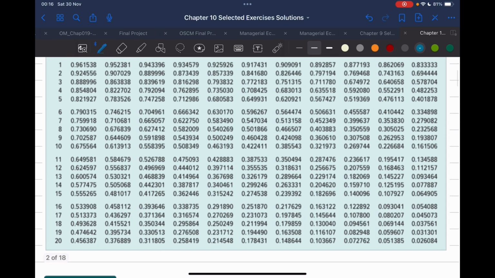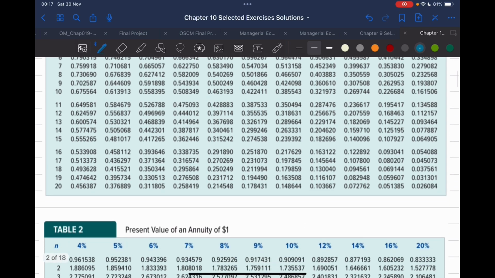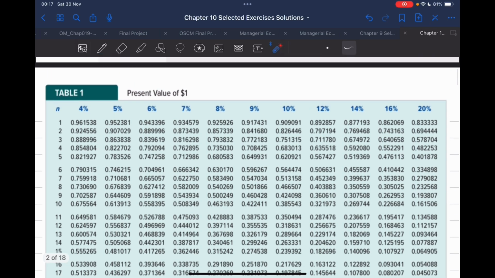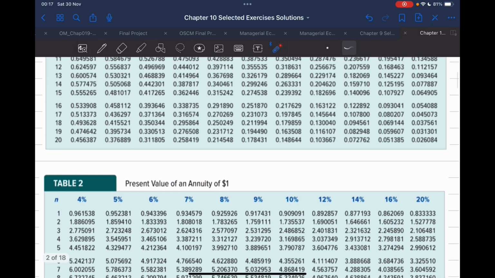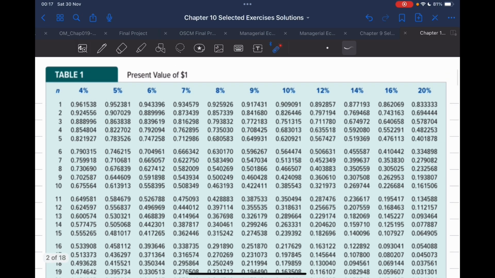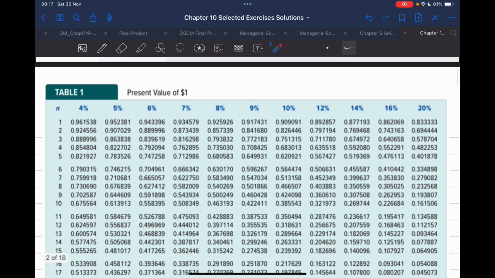And then let's go to the factors table. If you remember from our lecture, we said that we have two tables. One of them, this first one here, table 1, is for the present value of $1. Of course, you can find these two tables in the appendix section just before the exercises of this chapter. And the second table is for annuities, right? So the table that we should be using for this, because it's a single amount, is going to be this one, table number 1.